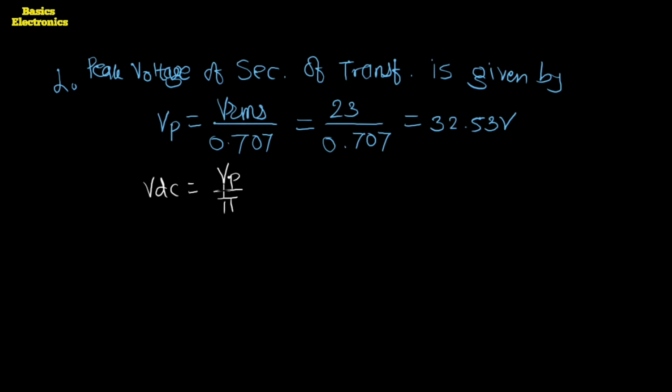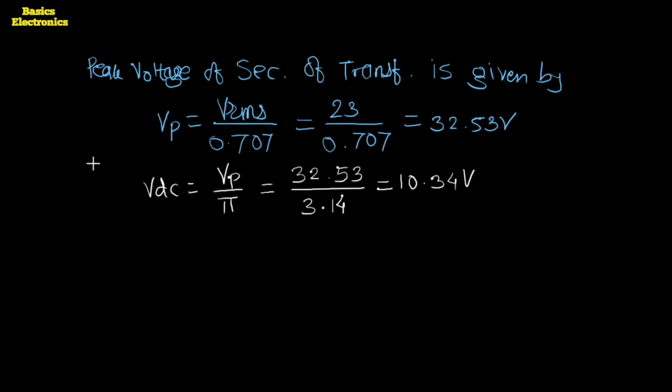Vp is what? Not the primary voltage, it is the peak voltage of the secondary of the transformer. So the peak voltage we calculated is 32.53 divided by 3.14, and this is calculated as 10.34 volts. You use the same values and calculate it. Okay. Now we got the peak voltage of the secondary of the transformer.